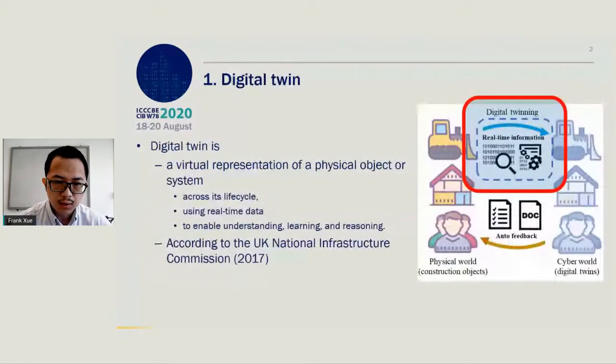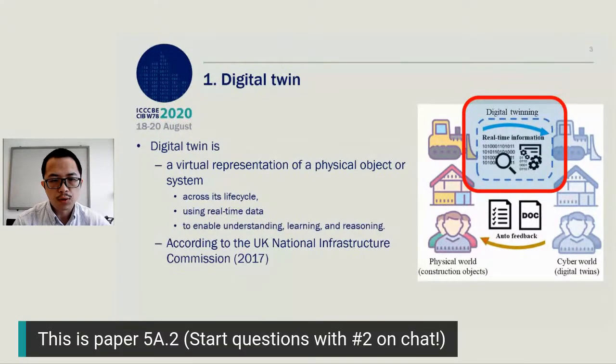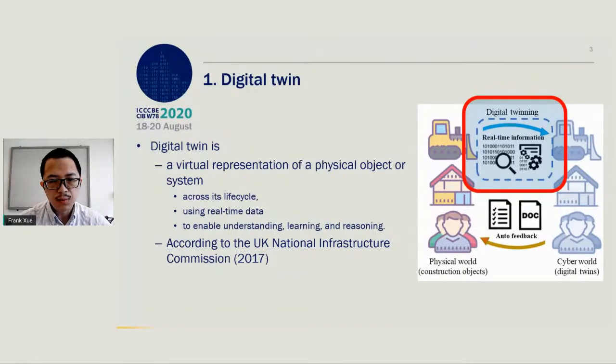Okay, first, digital twin is a relatively new concept. So it was so-called a virtual replica of a physical object and with several features. First is across the life cycle of the object. Secondly, use real-time data. The third is enable understanding, learning, and reasoning. So you can see it's on the top red box.